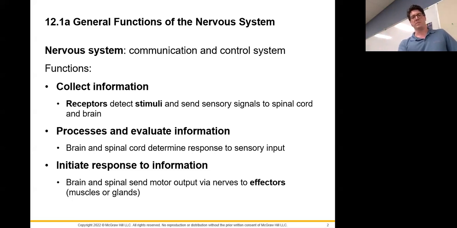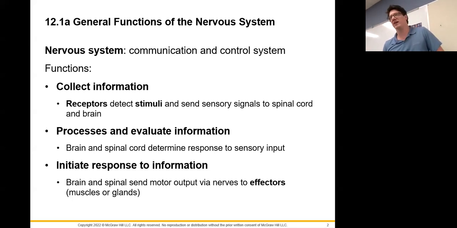Okay. Now, we also have to respond to that information. So we then will have a different set of nerves. Some nerves are going to go away from the central nervous system and send nervous output to things like muscles to tell us to move, or glands to tell us to sweat or secrete saliva, whatever it may be. Those things, your glands, your muscles, those are all effectors. They're going to cause something to happen.